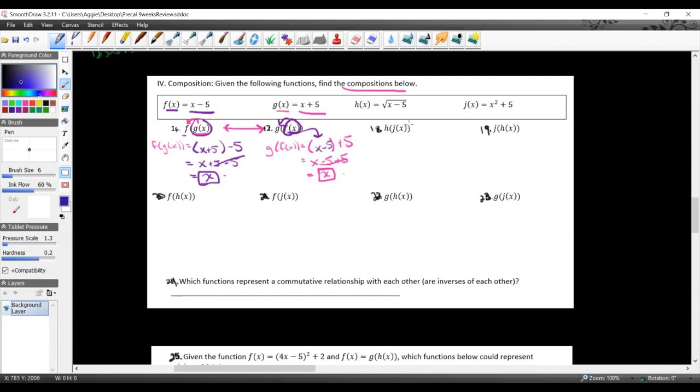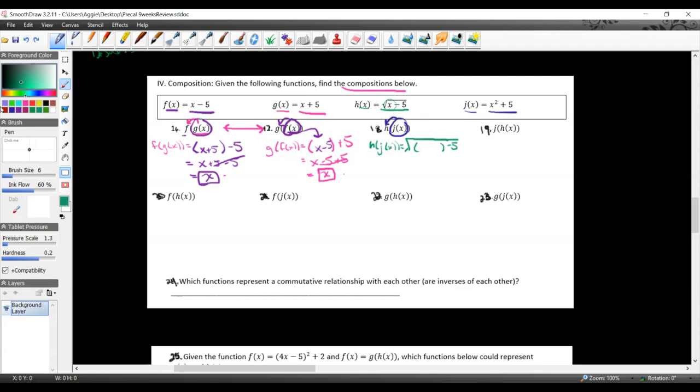Let's look at the other two. So now I have j of x going into h. So j of x is all this, x squared plus 5. And h is this right here, okay? So h of j of x. We're going to copy all this. So the square root, okay? But instead of x, we're going to put all that in there. So parentheses and then minus 5. Again, we're just substituting all this into that little x right there.